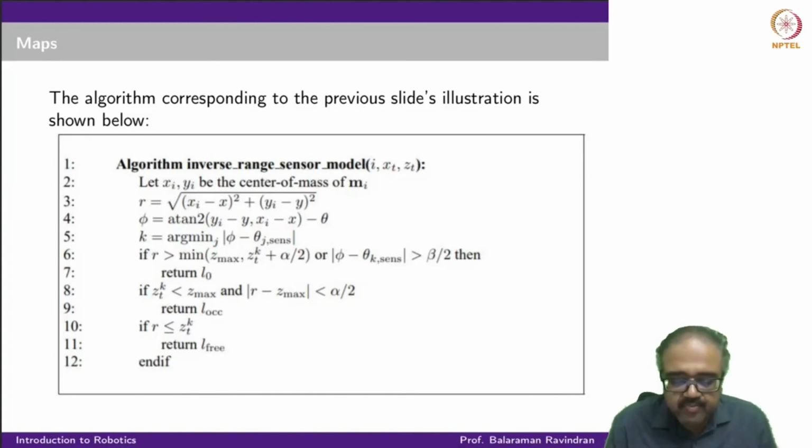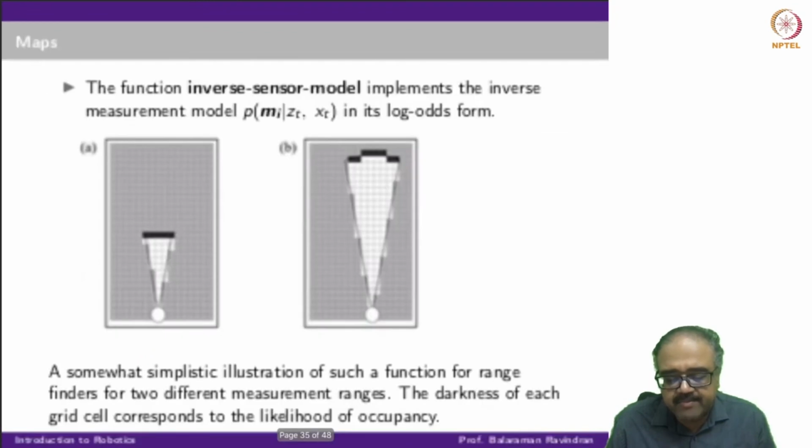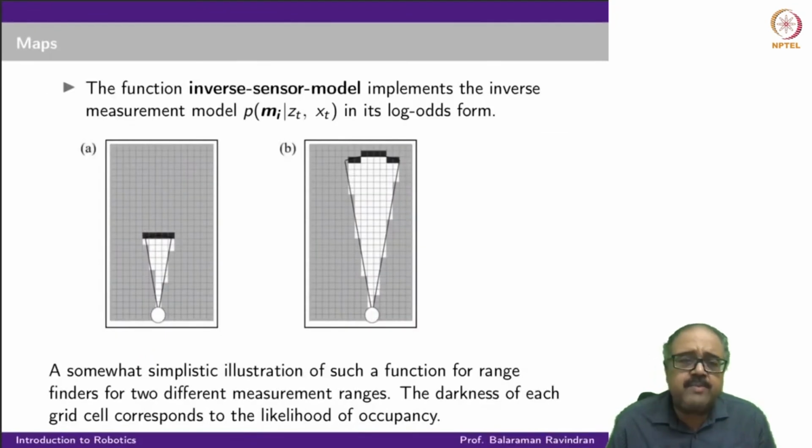So this is basically the algorithm, and this is how I build up an inverse range map. I've talked about two kinds of maps. One is a feature based map, which is typically more useful when I want to do localization, as we'll see a little later. The other is this kind of location based map, of which the most popular is the occupancy grid map. And we just saw how we can use the binary Bayes filter with static state and an inverse sensor model in order to estimate the occupancy grid map.